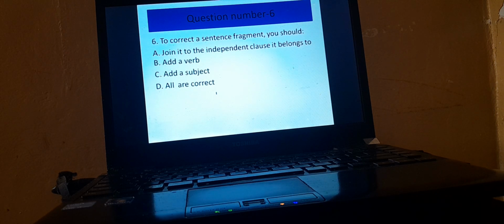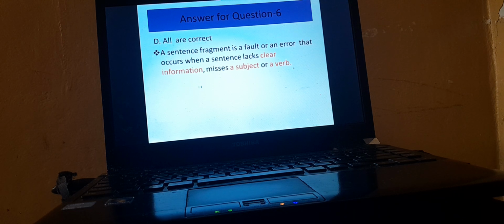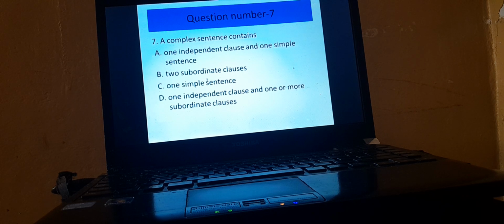Question number 6. To correct a sentence fragment, you should: A, join it to the independent clause it belongs to; B, add a verb; C, add a subject; D, all are correct. The answer for question number 6 is D, all are correct. A sentence fragment is a fault or an error that occurs when a sentence lacks clear information or misses a subject or a verb.